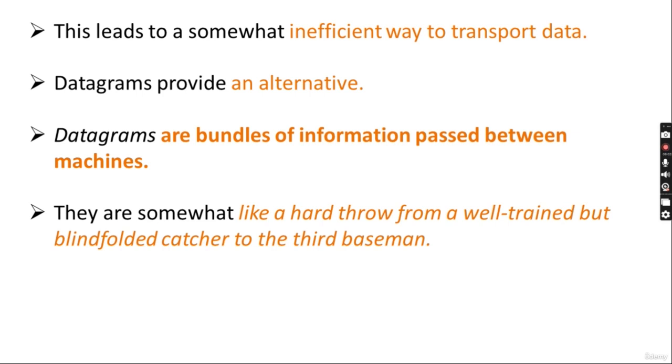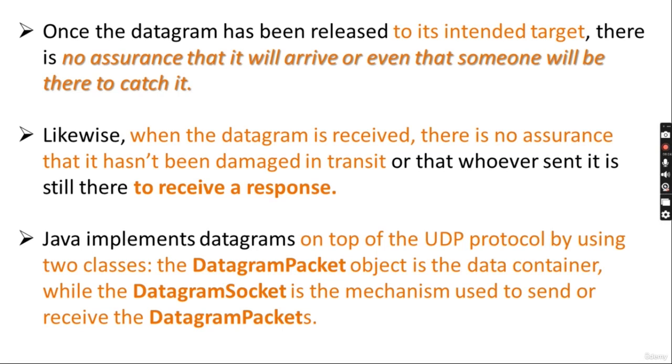Datagrams are bundles of information passed between machines. So how is the information passed in a datagram? As a bundle. They are somewhat like a hard throw from a well-trained but blindfolded catcher to the third baseman. Once the datagram has been released to its intended target, there is no assurance that it will arrive or even that someone will be there to catch it.